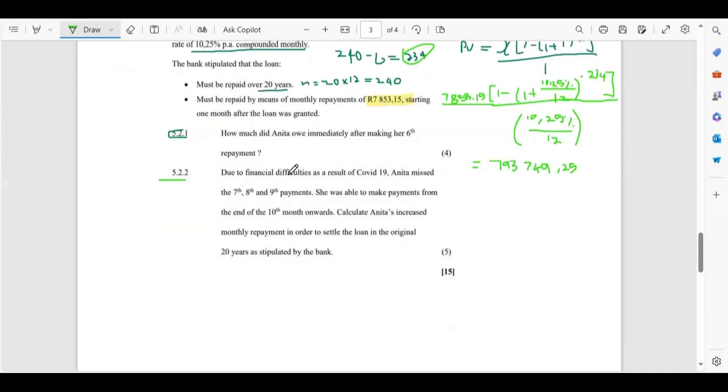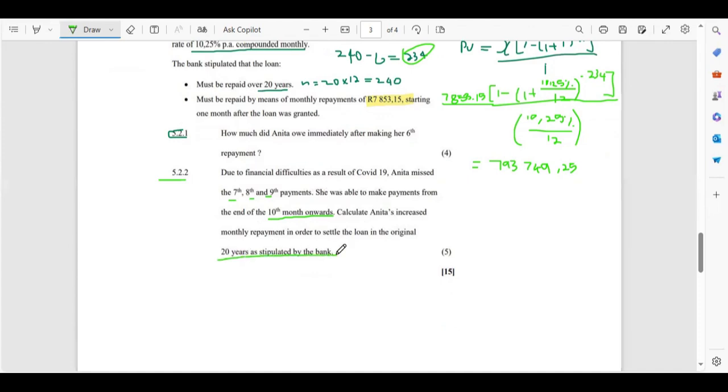Now, here they say due to financial difficulties as a result of COVID-19, Anita misses out on her seventh, which is after the sixth, eighth, and ninth payments. She was able to make the payments from the end of the 10 months onwards. Now we need to calculate Anita's increased monthly repayments in order to settle the loan in the original 20 years stipulated by the bank. Now, this is something which is very important.